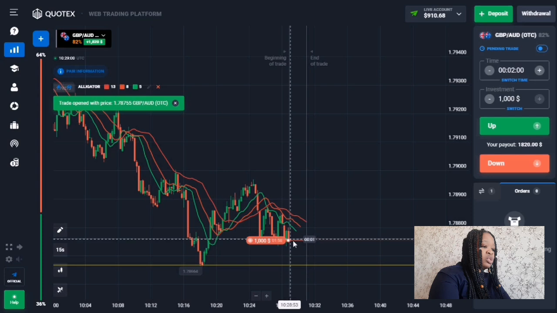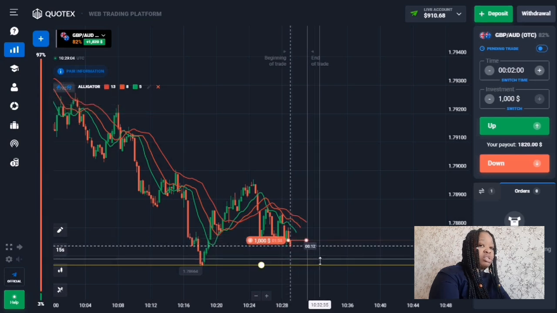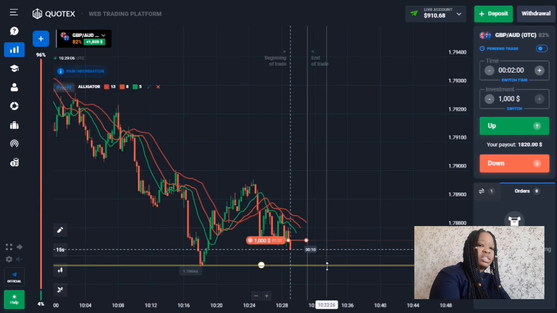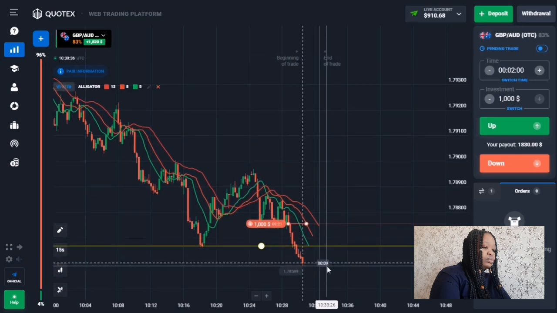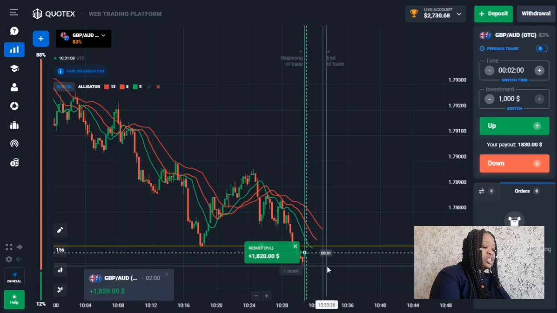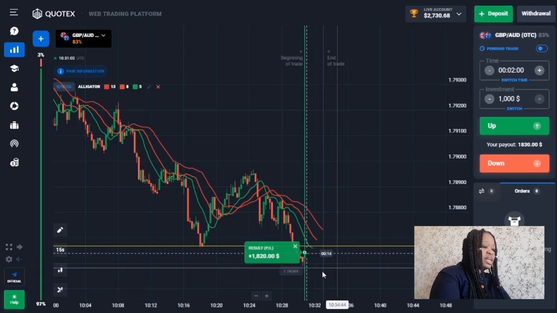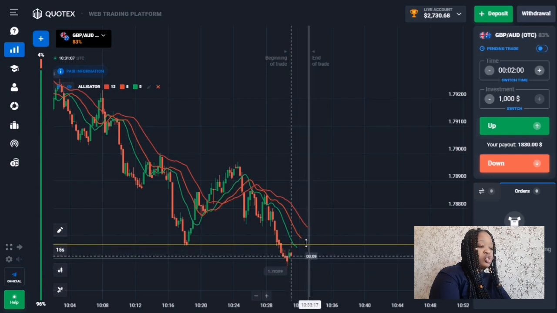Well, I'll enter the market with a down trade for 2 minutes and I expect the price to be trending to the level of support. So let me wait and see the results of this trade. Well, analyzing the situation, the price has trended down and it has brought me excellent profit. So let me continue trading.